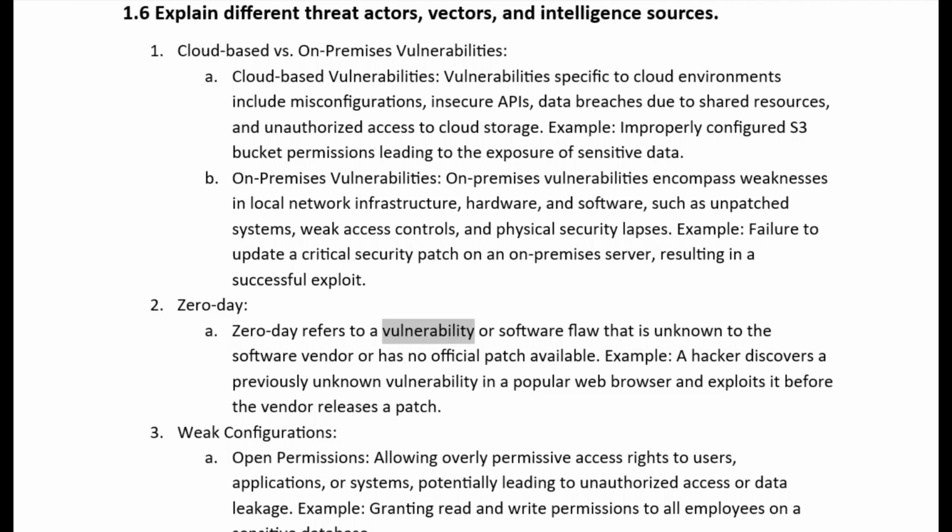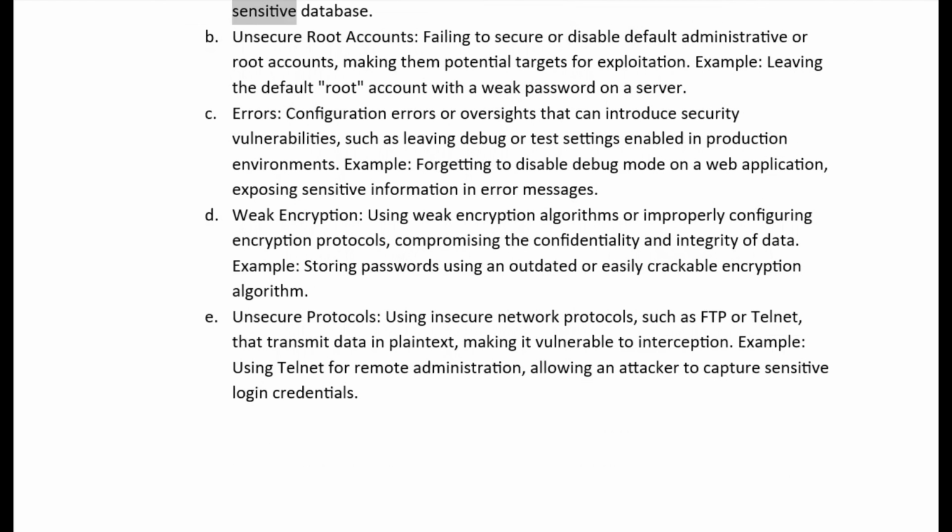Zero-day refers to a vulnerability or software flaw that is unknown to the software vendor or has no official patch available. Example, a hacker discovers a previously unknown vulnerability in a popular web browser and exploits it before the vendor releases a patch. Weak configurations. Open permissions, allowing overly permissive access rights to users, applications, or systems, potentially leading to unauthorized access or data leakage. Example, granting read and write permissions to all employees on a sensitive database.